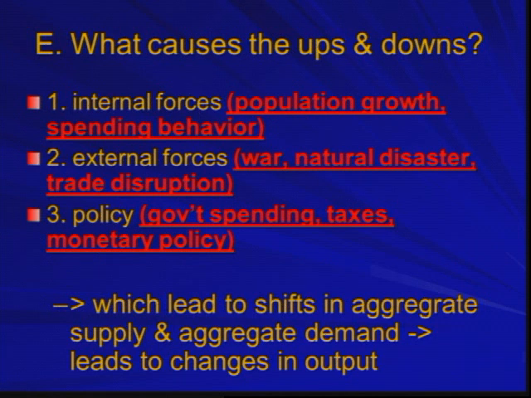Okay, so that's what the business cycle is, what it looks like on a graph, and some ways that we know that certain types of goods are going to be demanded more or less at different phases of the business cycle. What causes it? Well, these are three things that I'd like you to know: internal forces, external forces, and policy factors.